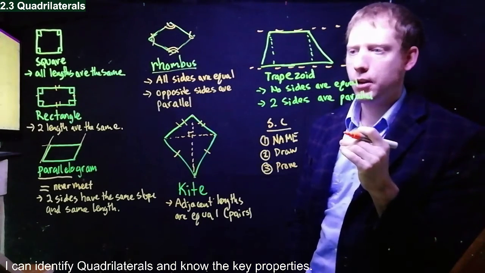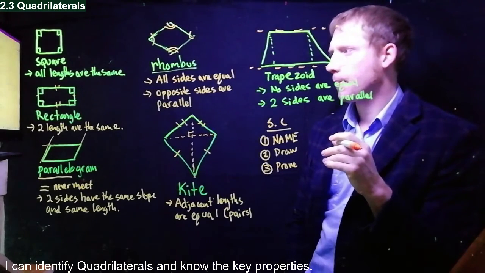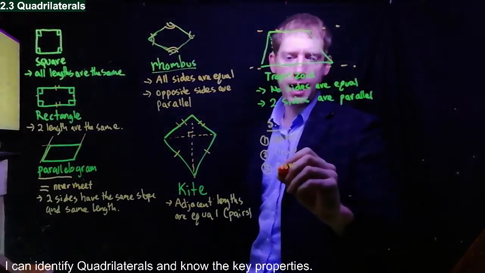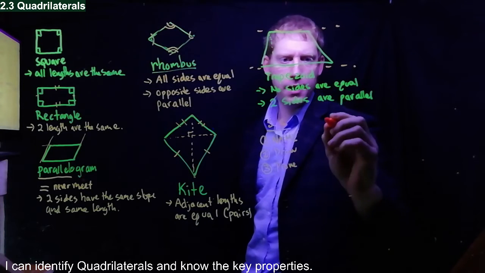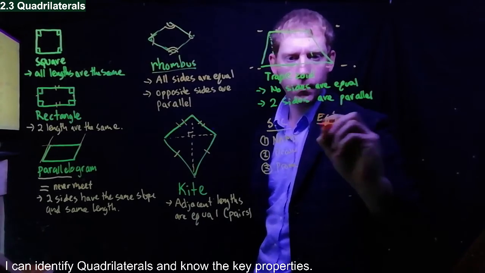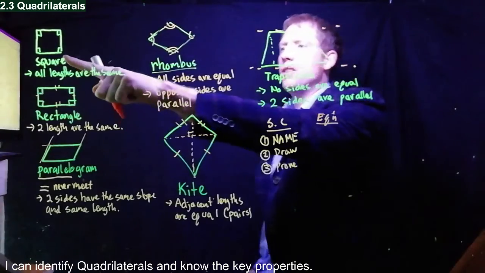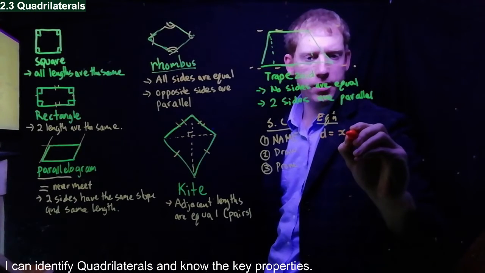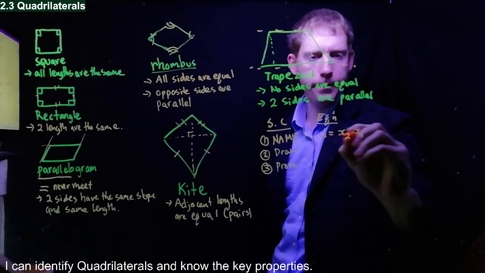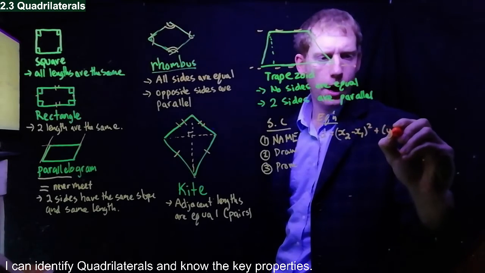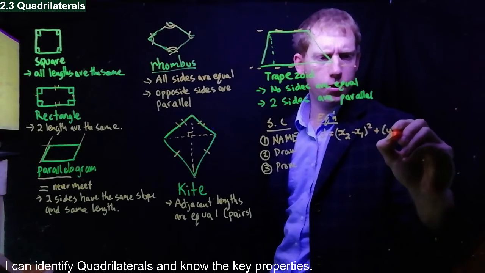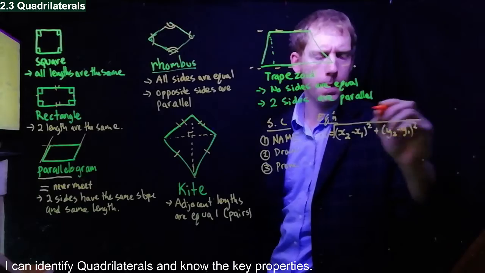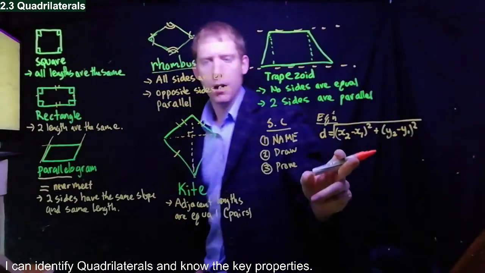Okay? And one of the key properties of quadrilaterals, and some equations that we need to prove. You can prove a square by lengths. What is the distance formula? We can use the distance formula. It's the square root of x2 minus x1 squared plus y2 minus y1 squared. So we can use the distance formula to prove.